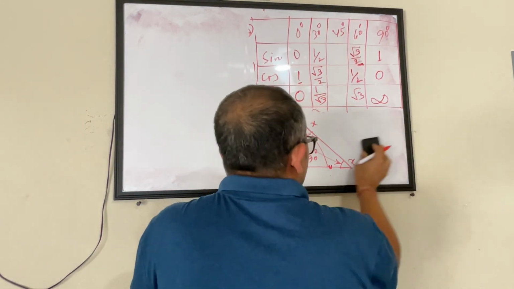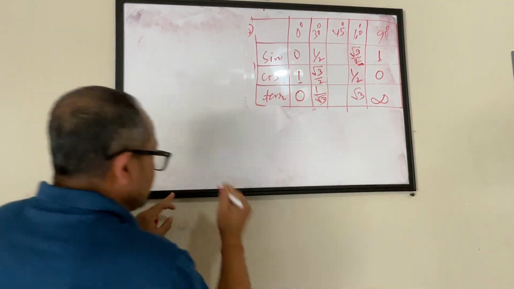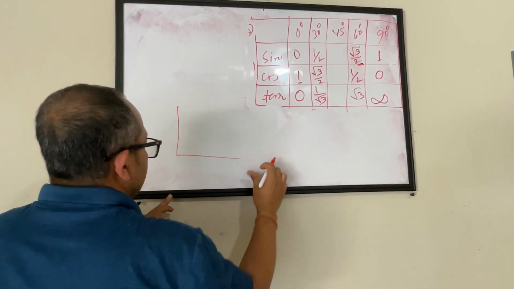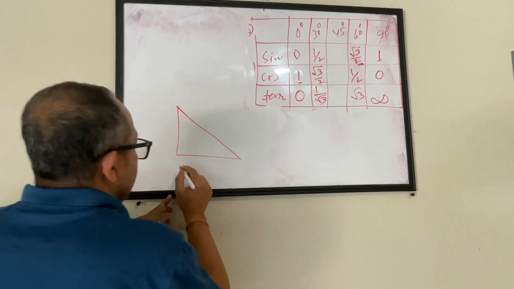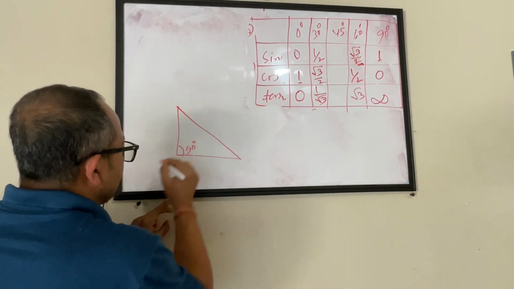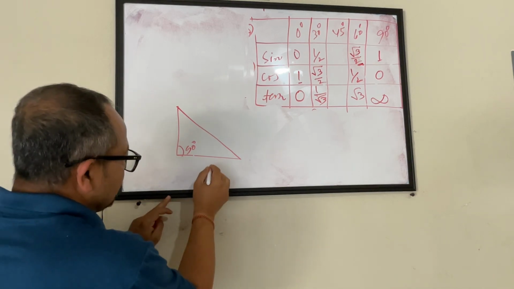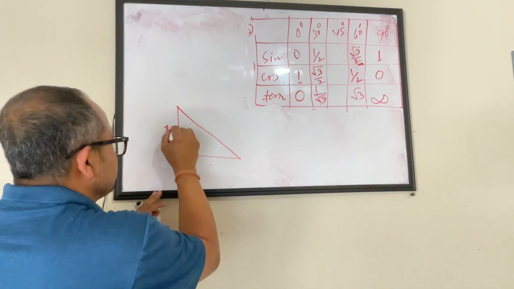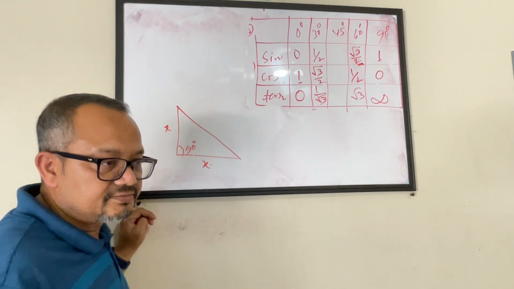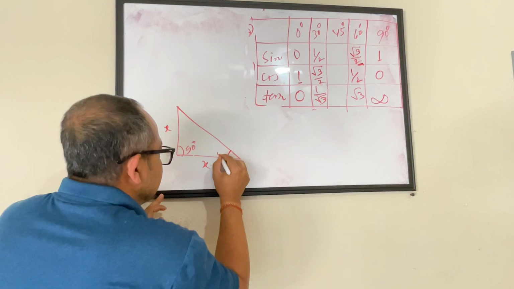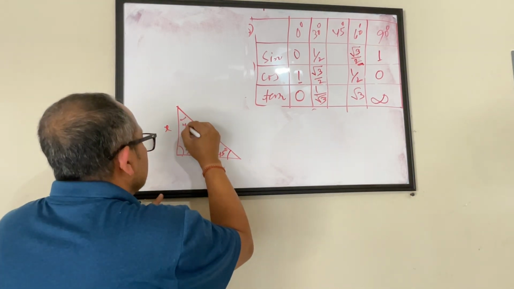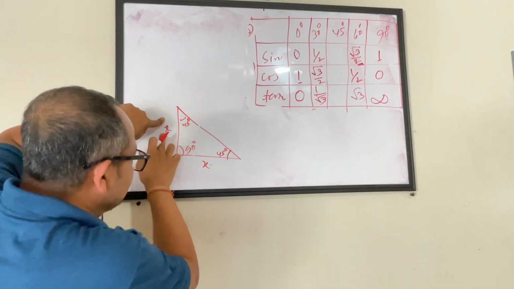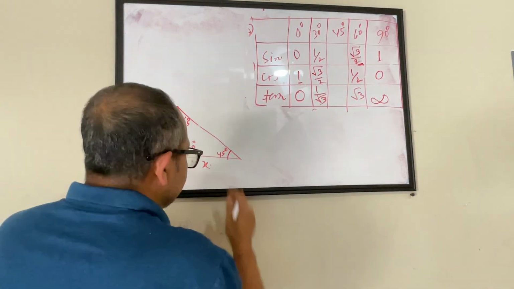So, repeating the movie again. This is a right angle triangle, and the only unique thing about it is that this side is equal to this side, and hence this angle is equal to this angle. Now, we only know the length of this side and this side. We don't know the length of this side, so let's find it out.